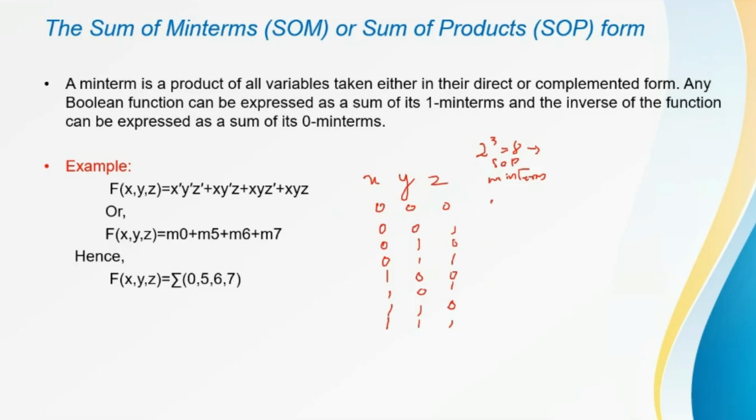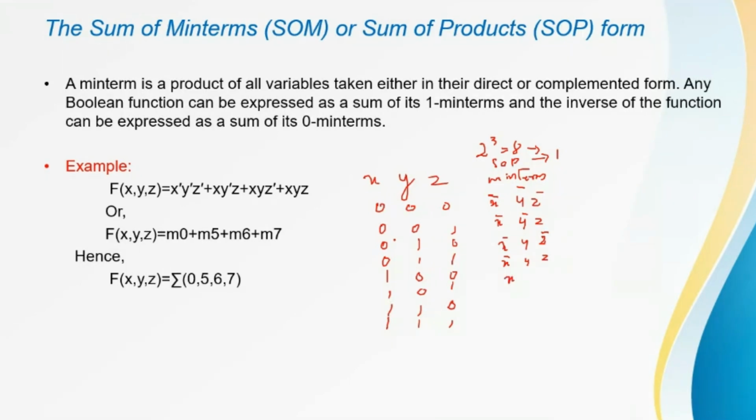How we'll denote this: whatever 0 is there, because SOP will be pointing to the 1. Always be looking for the 1. So here it is 0, so we have to denote it as X bar. X bar, Y bar, Z bar. So here X bar, Y bar, Z. Here it is X bar, Y, Z bar. X bar, Y, Z. Then X.